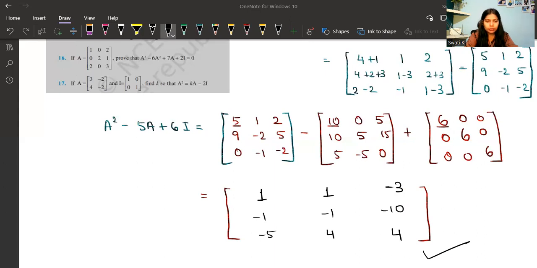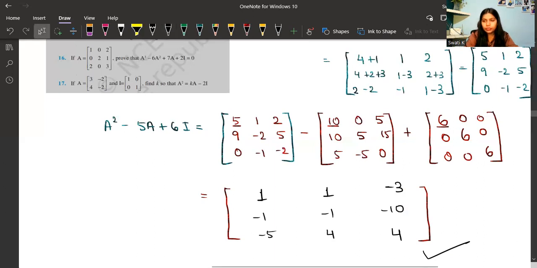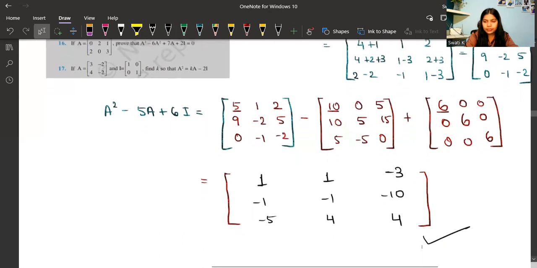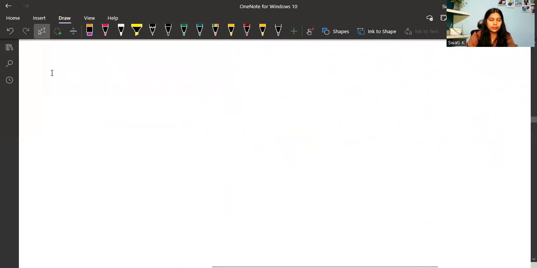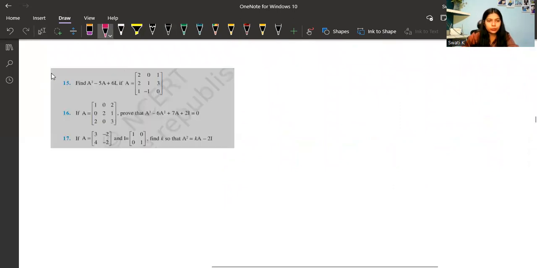Okay, so I'm going to show you the question once again. All right. So the 16th question you can see here, but I'll just paste the question once again because we have the question with us. Okay, so let's solve the 16th question. In the 16th question, we need to prove that this is equal to 0, okay? Proving 0 is also a little bit simpler. So A is given, so let's first find out A squared, okay?